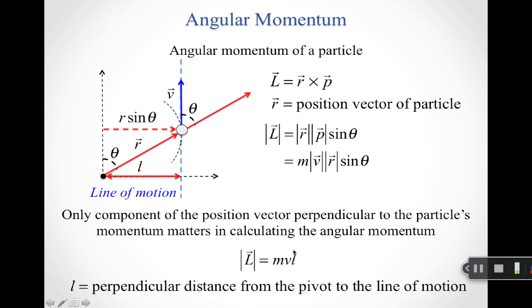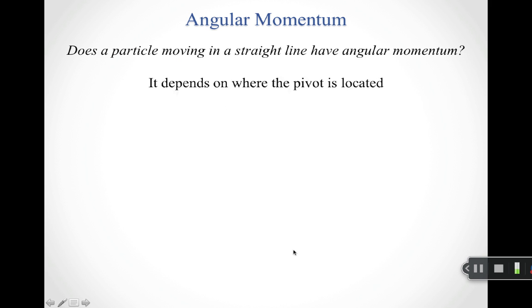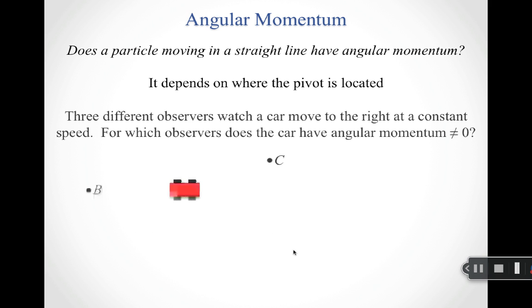Now, thinking in terms of this perpendicular distance L does raise an interesting question. So what if I have a particle moving in a straight line? In our previous picture, we had a particle moving along a curve, and it seems reasonable that something that's rotating as it moves has an angular momentum. But what if I have a particle that's moving in a straight line? Does it also have an angular momentum? And the answer very much depends on where the pivot is located for your problem.